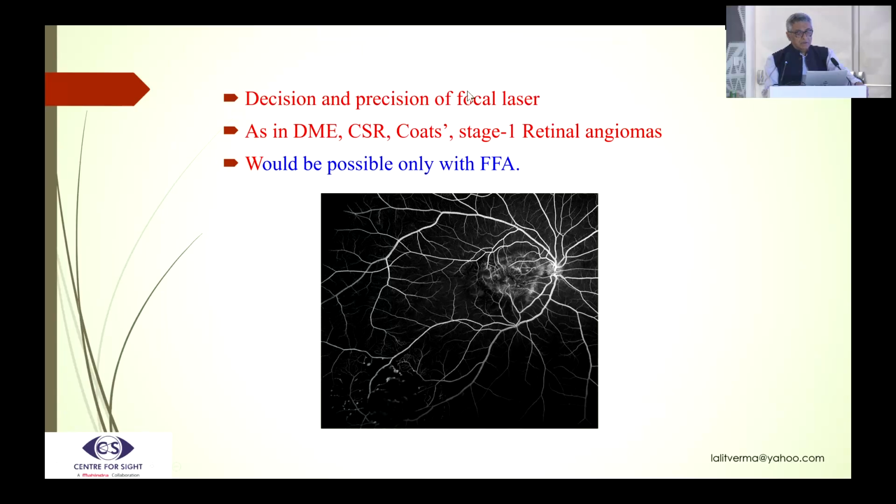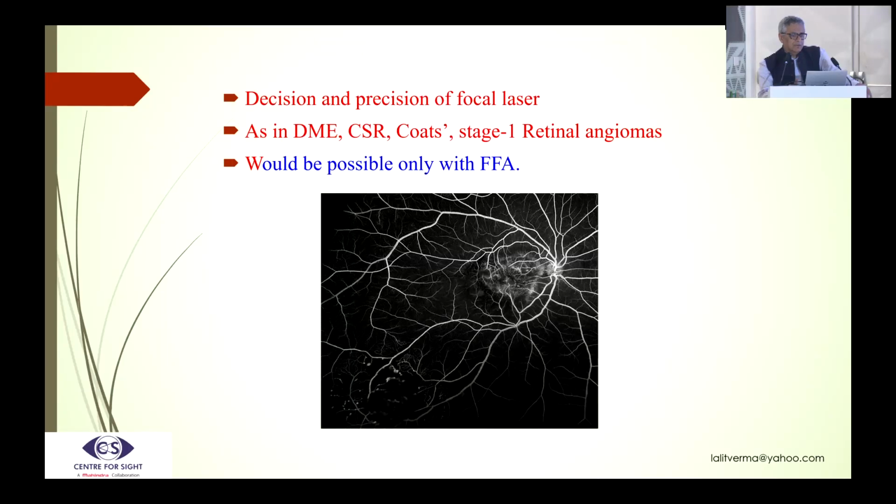Decision making about laser. I think laser I will never do without a FA, because I have to have the leakage areas. The decision making in any disease, whether it is a vascular block or diabetes, CSR, Coats disease, angiomas, I will never depend only on Octa and start lasering these patients. Maybe a lot of young people may do, but I would not advocate also that these diseases, wherever you are doing a focal laser. PRP is a different ballgame.